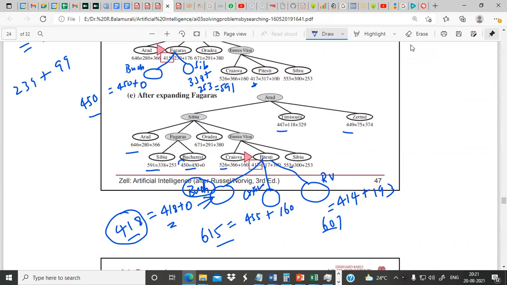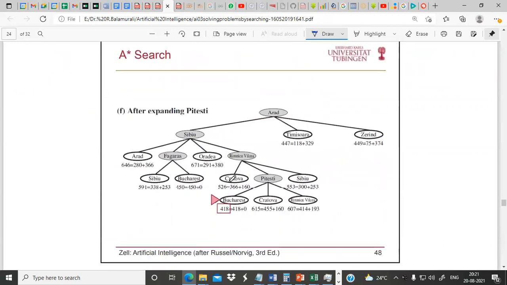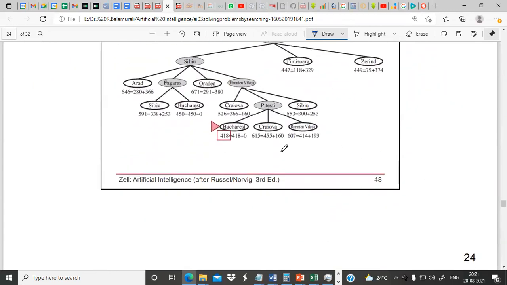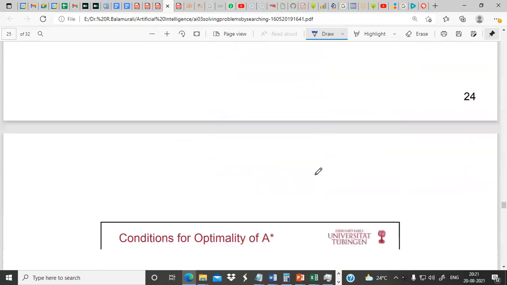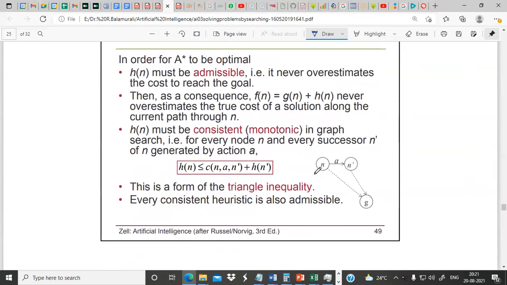Okay, because this cost, you see, it is 450. But this cost was explored at first, whereas this cost is only 418. So this is how this algorithm works, and this is the last step. So what we got value here, it is correct, 418, 615, and 607, right? Okay. So this is the basic idea of A-star algorithm.